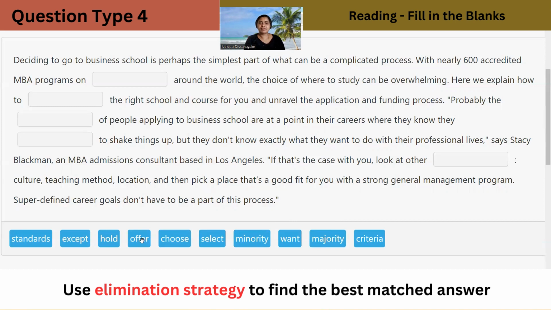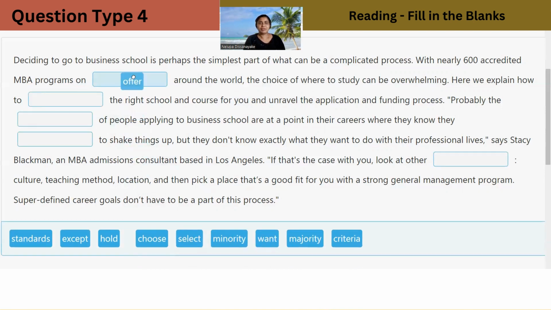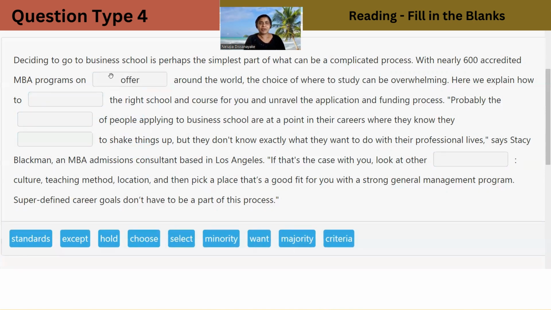Out of these answers, offer and select are the words that can come closer in meaning, because there are about 600 program types, and we have to select something. We have to choose something. Here, with the word on, it mostly matches the word offer, on offer around the world. You have to drag this word to here. MBA programs on offer around the world. Choice is this one. Now let's move to the next sentence.